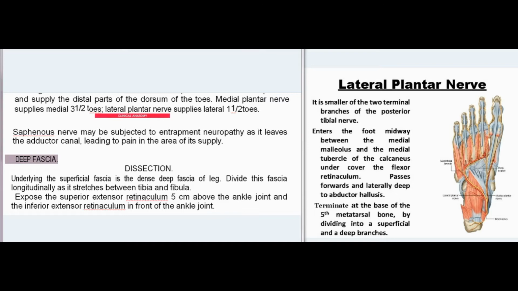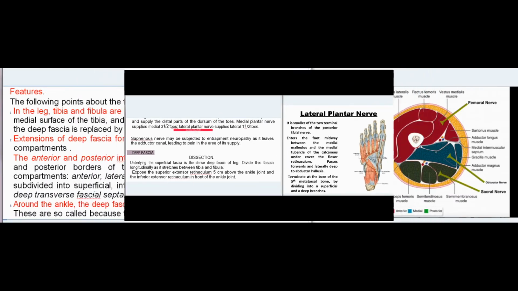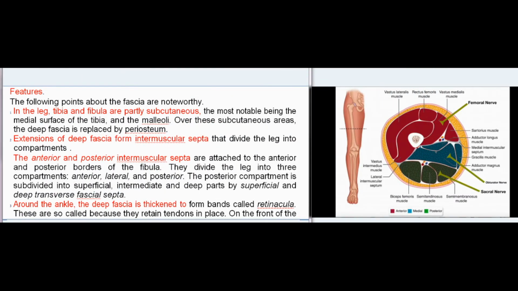Divide this fascia longitudinally as it stretches between tibia and fibula. Expose the superior extensor retinaculum 5 cm above the ankle joint and the inferior extensor retinaculum in front of the ankle joint. Features. The following points about the fascia are noteworthy.